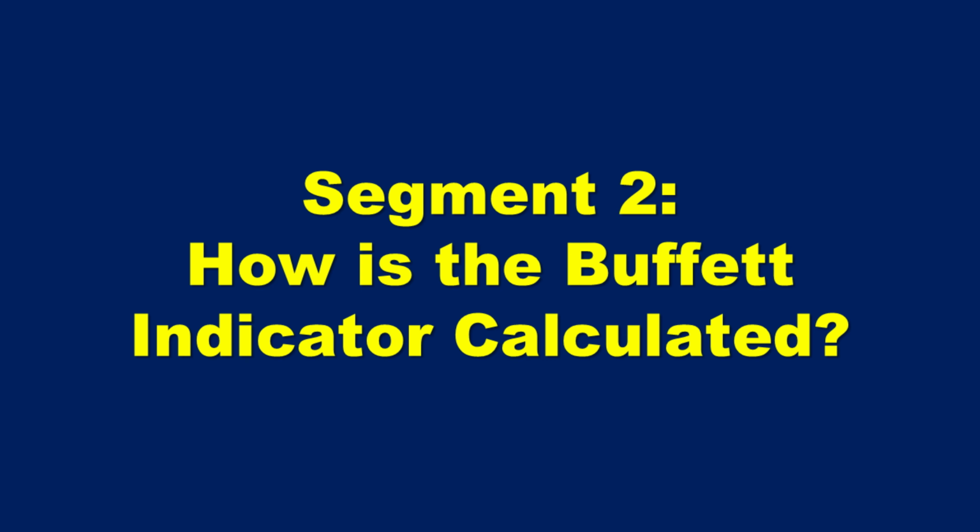How is the Buffett indicator calculated? Calculating the indicator is super simple. The numerator is total market capitalization of all US stocks. That's the price per share times the number of shares for every public company added up. We often use the Wilshire 5000 index as proxy for this.